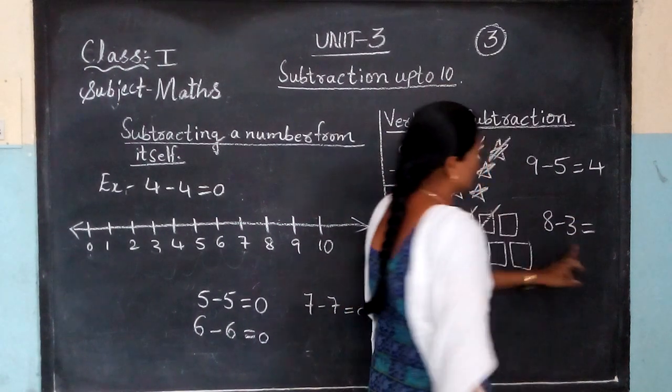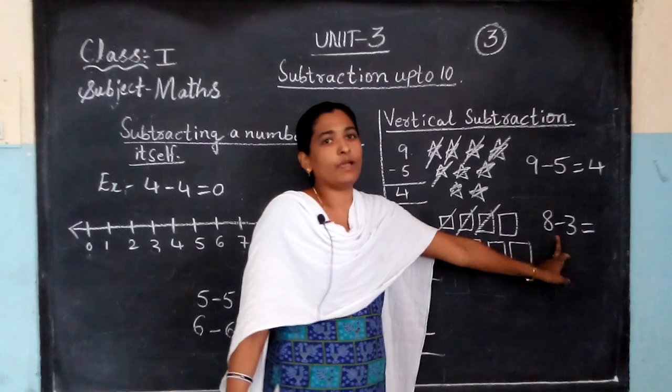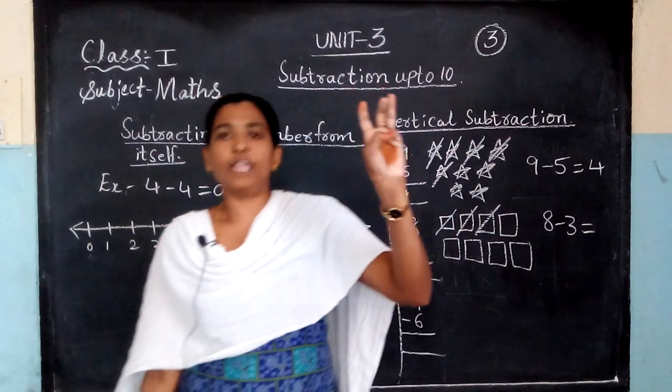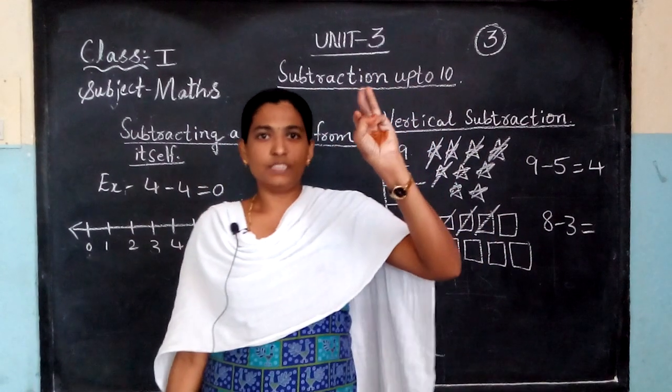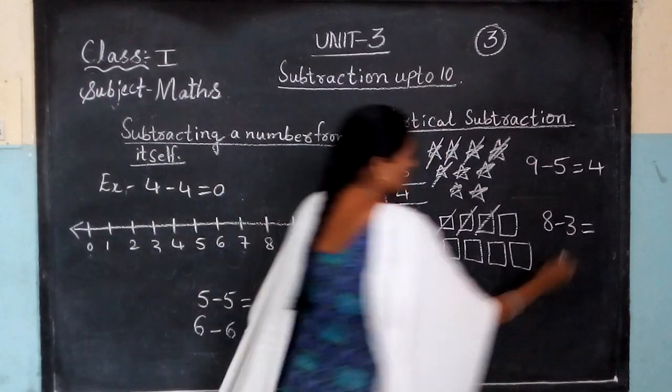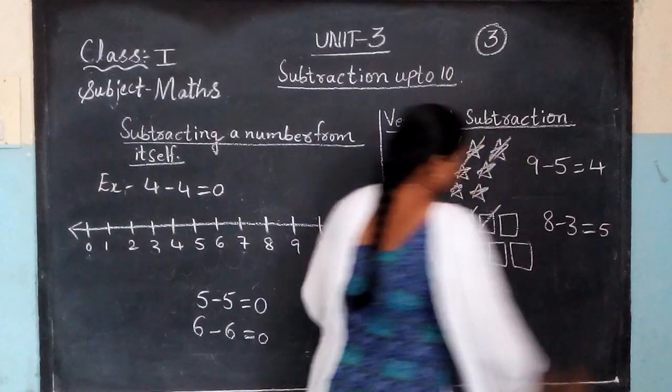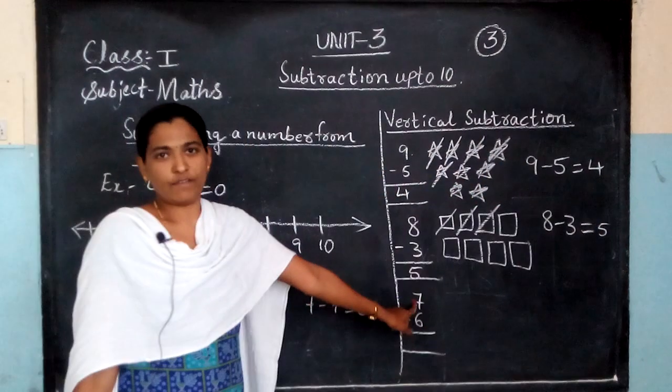That is the horizontal method. Keep 8 in the mind and 3 on your fingers. From 8 go back: 7, 6, 5. You got the same answer, no, children? 5.